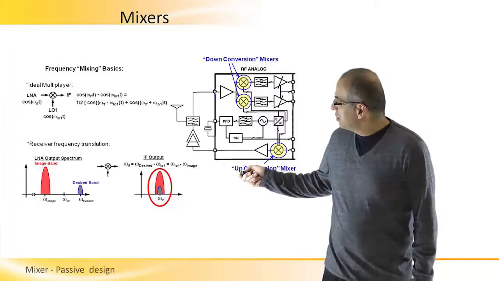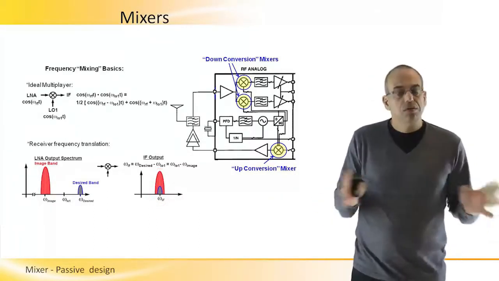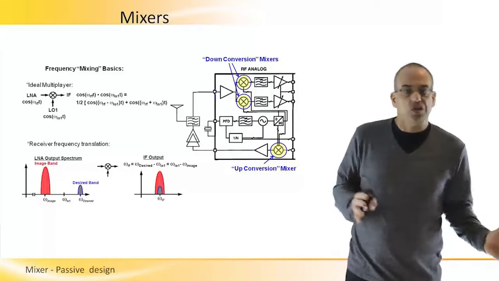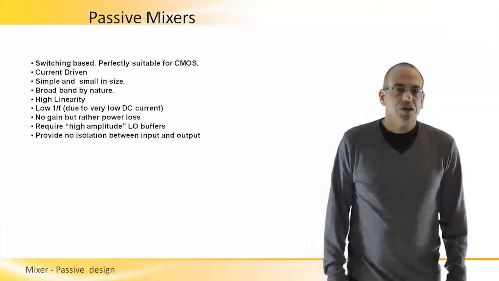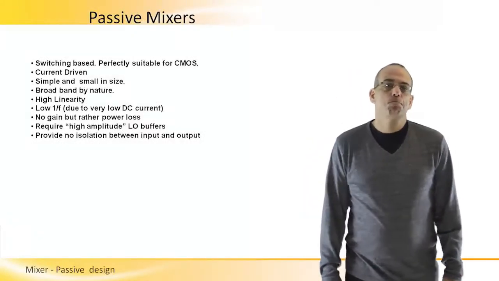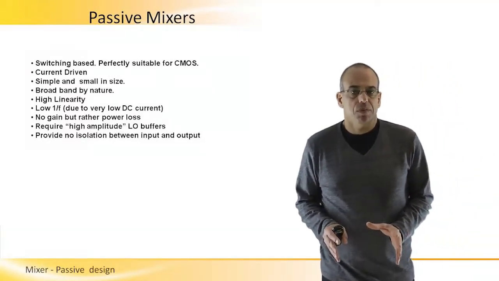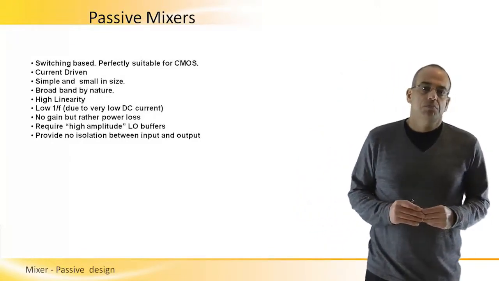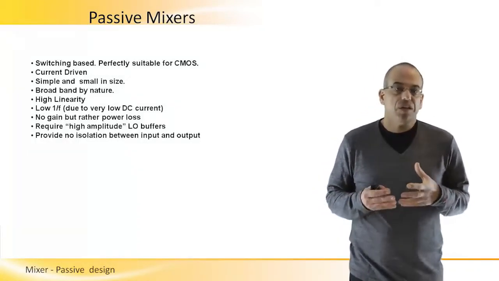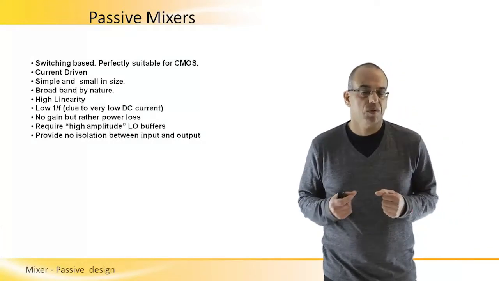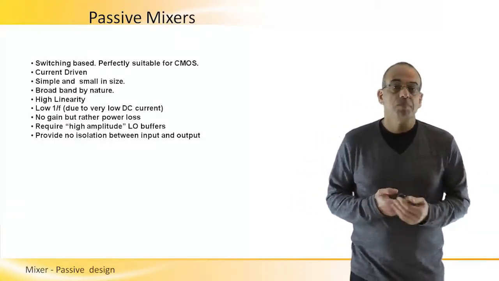So we usually will need to filter it out to make sure that we don't get two multiples of two different frequencies at the same intermediate or IF frequency as an output. Starting with the passive mixers, we will use them in CMOS design mainly because CMOS transistors have excellent switching behavior. So passive mixers are very well suited for CMOS design.